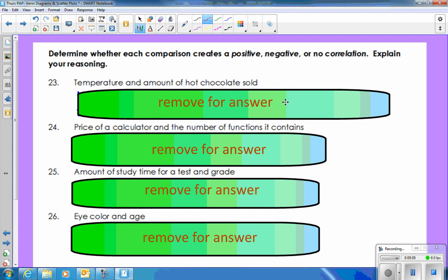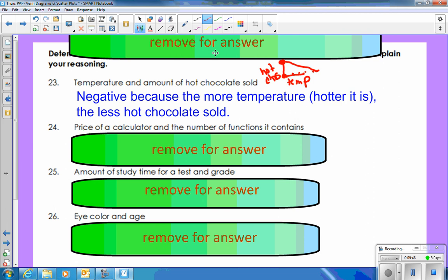On the next one, it's a good idea to draw pictures on this to determine whether it's a positive, negative, or no correlation. So in this first one, it doesn't matter where you put your labels. If you're starting here, this is 0, 0. If you're starting at a 0 temperature, that means it's very cold. If it's very cold, are you going to sell 0 hot chocolate or a lot of hot chocolate? Most likely a lot. As we move this direction, the temperature is getting hotter, which means your hot chocolate will likely go down. So that is a negative relationship.